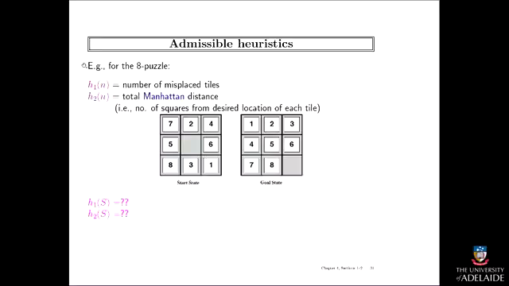Absolutely. So let me repeat that in case you didn't hear it. Tile 2 and tile 6 are in their correct locations. Every other tile is in the wrong location. So there are 6 tiles that are misplaced. h1 is equal to 6.